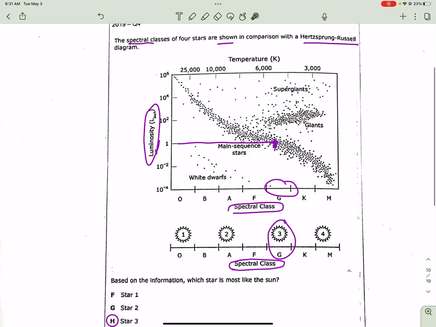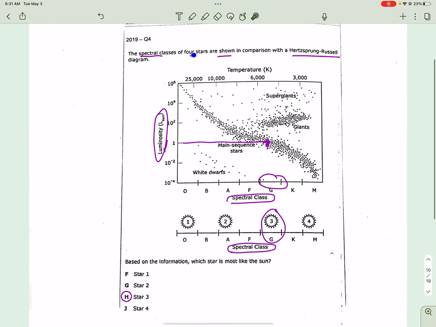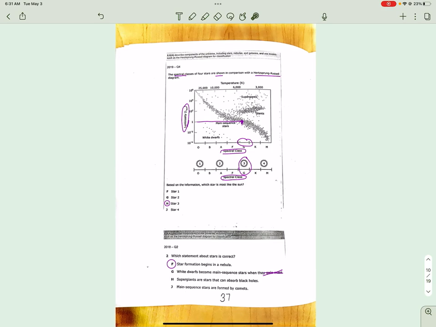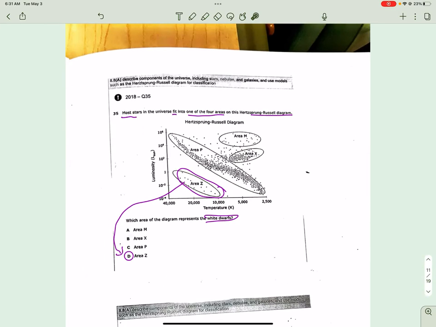And the next one, the spectral classes of 4 stars are shown in comparison with the HR Russell diagram. Based on the information, which star is more like the sun? If I look at the sun is right here, and I could say that the sun is a spectral class G. So then I come over here to the spectral class. It goes from O, B, A, F, G, K, M. This one right here, star 3, is going to be more like the sun.